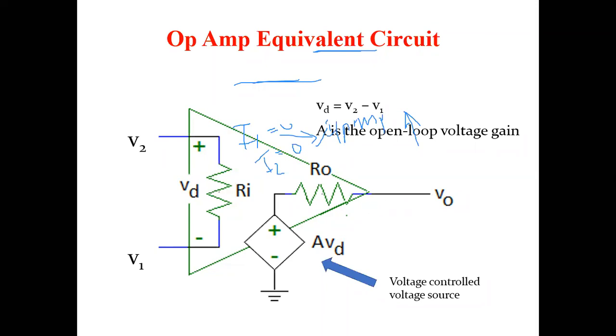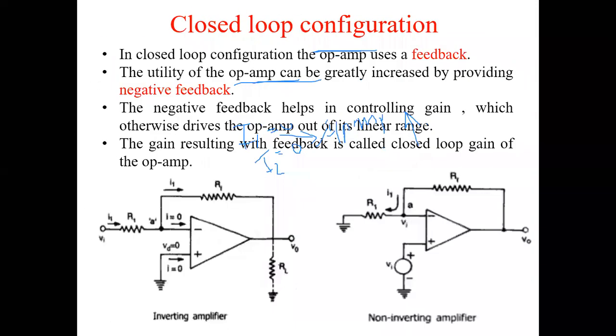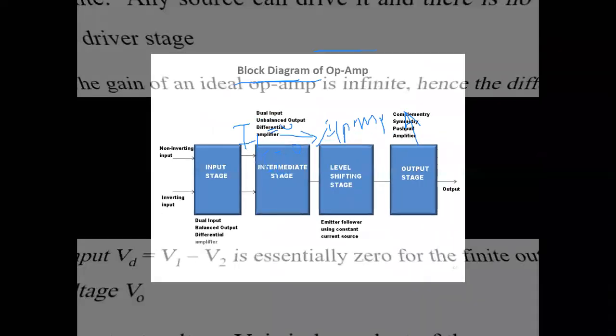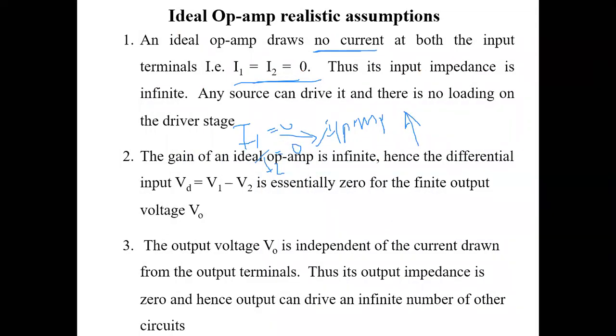And that is why it can drive n number of circuits, which is nothing but an infinite number of other circuits. That means the output of the op amp can be connected to an amplifier, a small circuit, or any other circuits. Why? Because it doesn't have any load on the output side. The output voltage is independent of the current drawn from the output terminals.